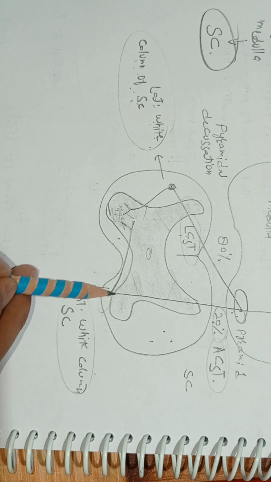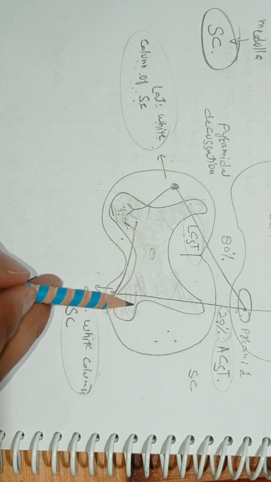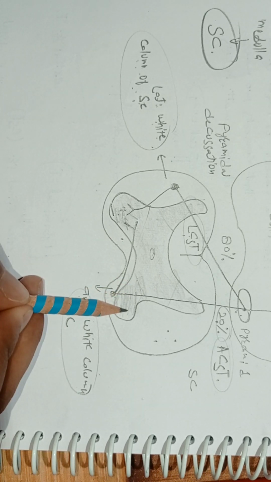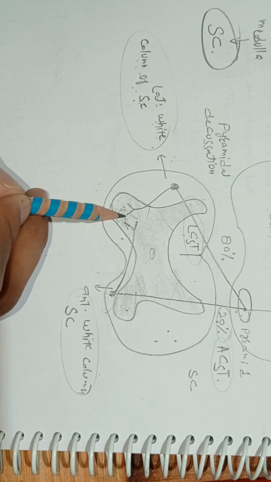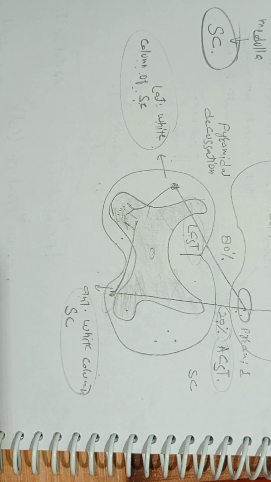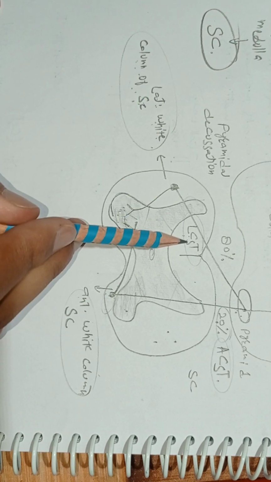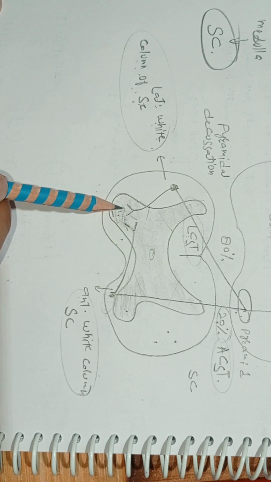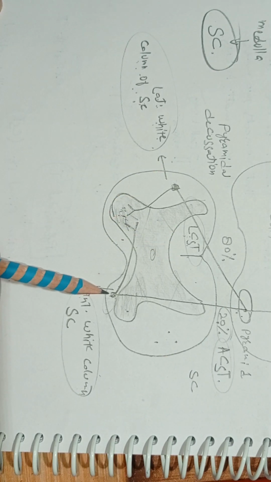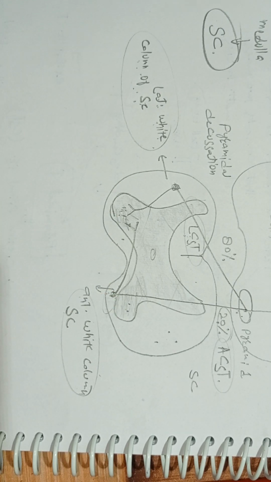Clearly, this is also the anterior horn of the spinal cord. They do not go to the anterior horn of the same side. They go to the anterior horn of the opposite side. So the lateral corticospinal tract goes to the anterior horn of the same side. But the anterior white column of the spinal cord, the anterior corticospinal tract, does not go to the anterior horn of the same side. They go to the anterior horn of the opposite side.